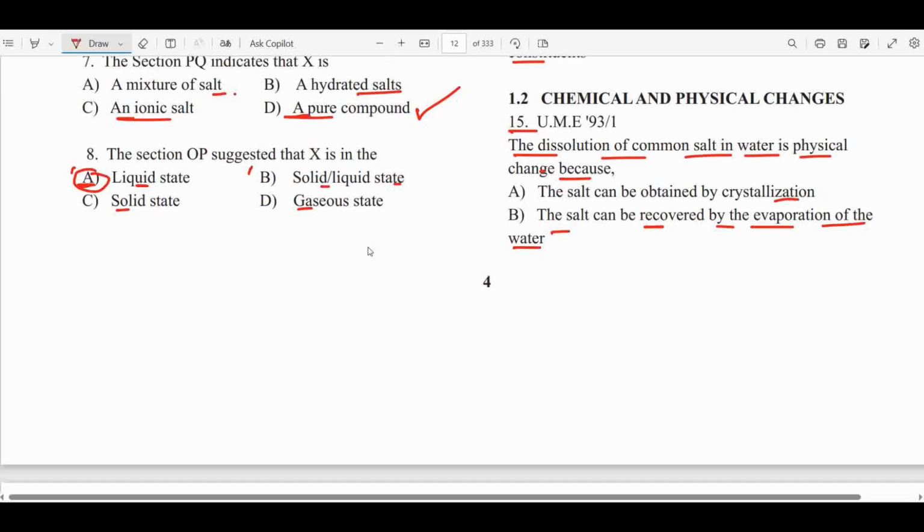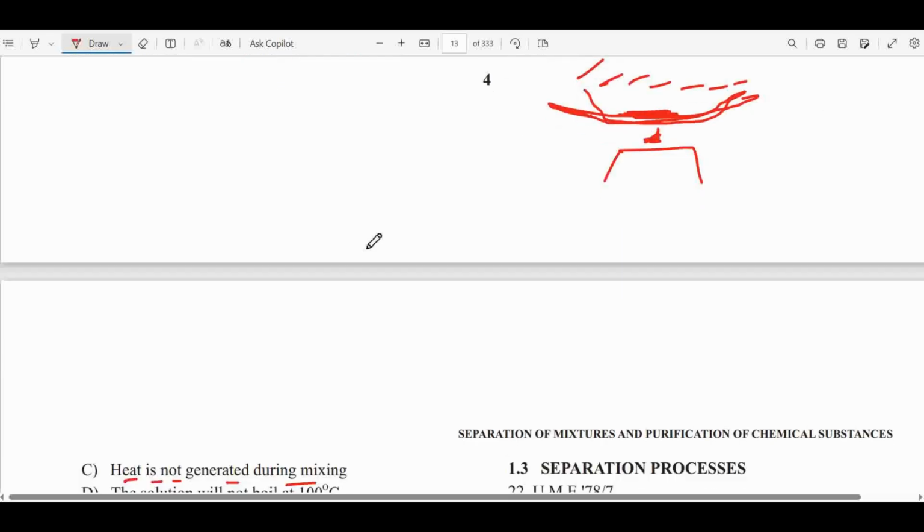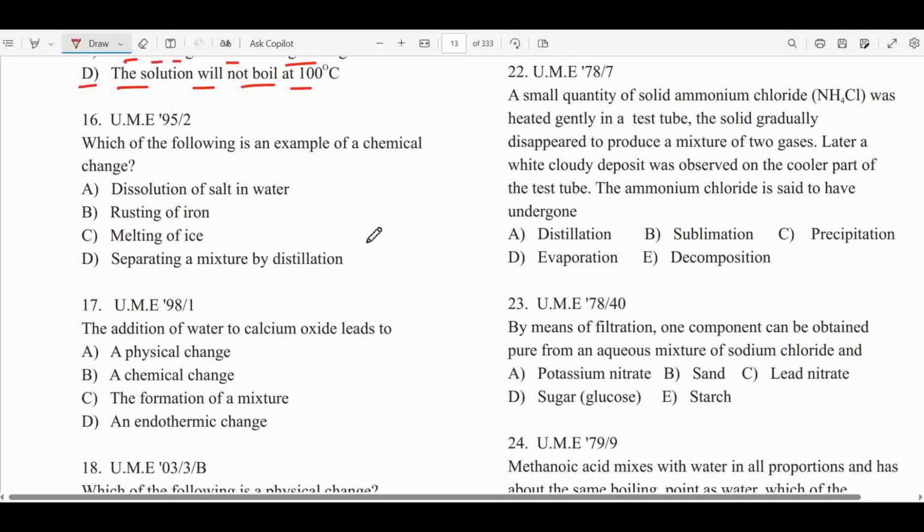Salt can be recovered when you evaporate them in an evaporating dish. Let's say this is your evaporating dish, and you supply heat. So you have heat at this point. So the water will evaporate and you have the salt remaining in the evaporating dish. So in that way you can recover the salt when the water evaporates. So that's the right answer. Now we go on to the next question. Which of the following is an example of a chemical change?